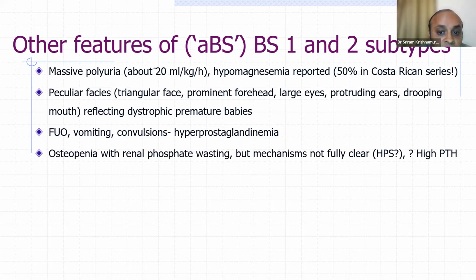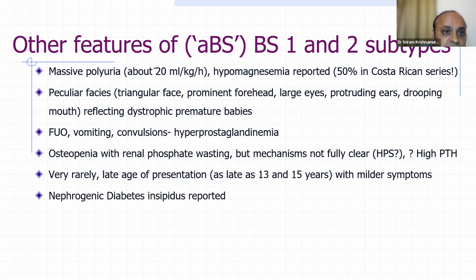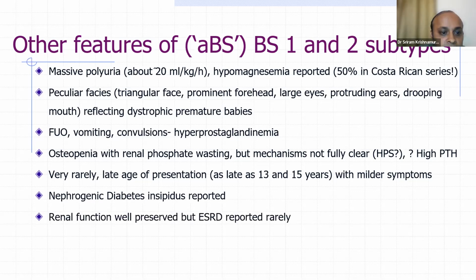Osteopenia with renal phosphate wasting is reported in type 1 and 2. And in our case, indeed, we had features of some rickets at the second admission. The mechanisms are not fully clear. It is thought that hyperprostaglandinemia might be contributing to renal phosphorus wasting by blunting the NPT2A channels. And similarly, high PTH also might be contributing to renal phosphorus wasting. Now, very rarely you see type 1 and type 2 Bartter have been reported as late as 13 and 15 years with very mild symptoms. These are all atypical features, and nephrogenic DI has been reported earlier.